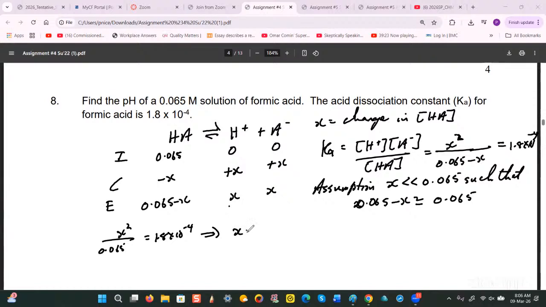So basically X would be equal to the square root of 0.065 multiplied by 1.8 times 10 to the minus 4. And then we do our number crunching. Let's see what this gives. So 0.065 times 1.8 times 10 to the minus 4, and then we find the square root of that. According to my calculation, this works out to be, rounded to 2 sig figs, 3.4 times 10 to the minus 3. All right? So that's what we're saying X is equal to based on the assumption.